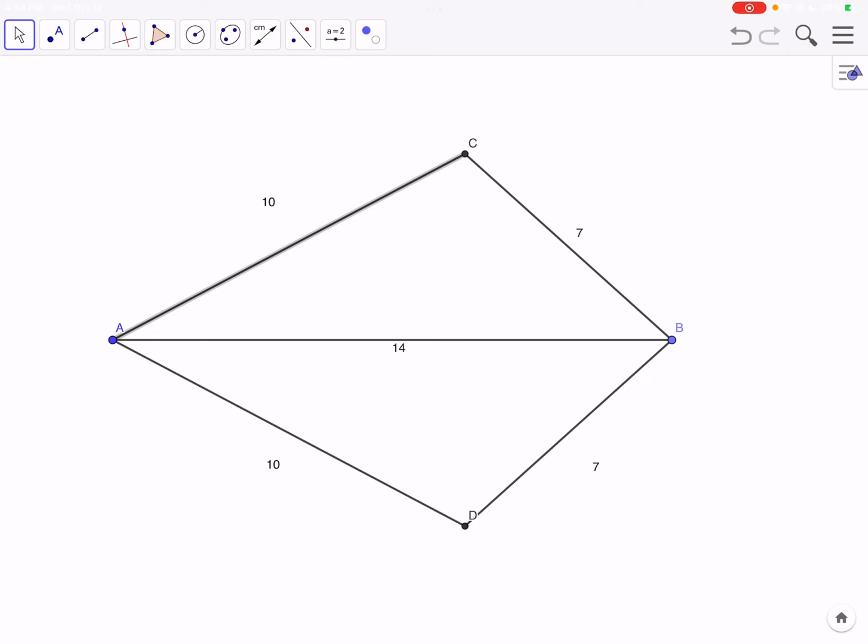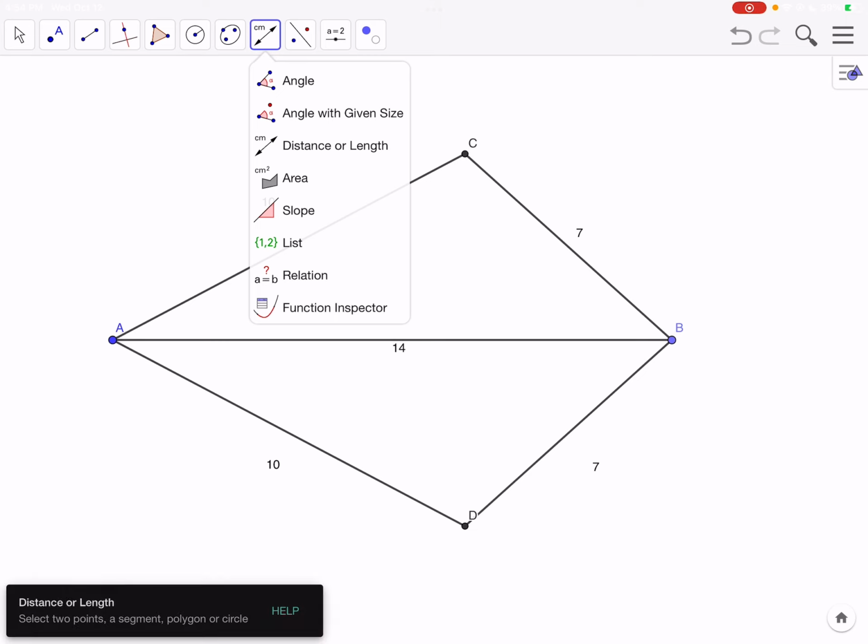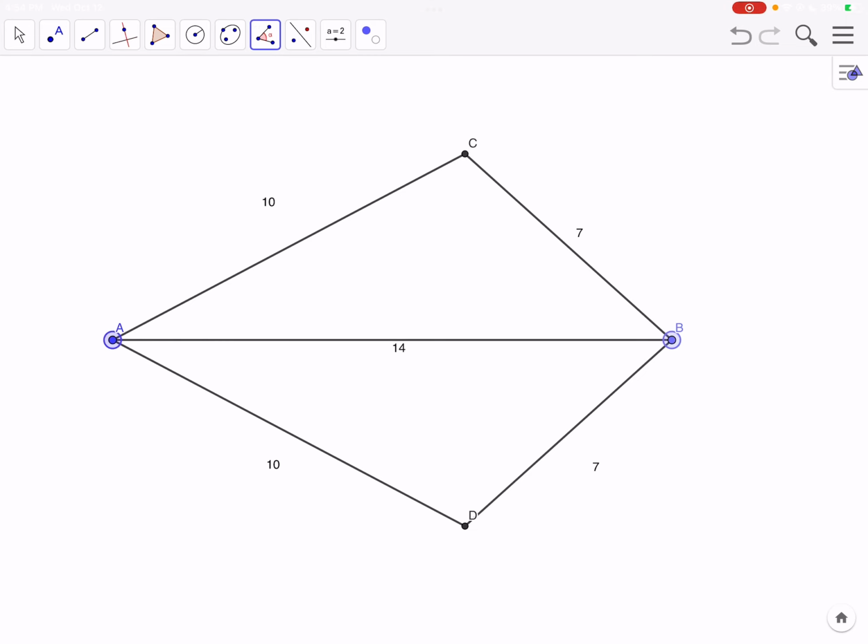And in order to know that, we would have to know how big the angles are. So I'm going to measure the angles of these triangles. And we will hopefully figure out if they're the same triangle or not.